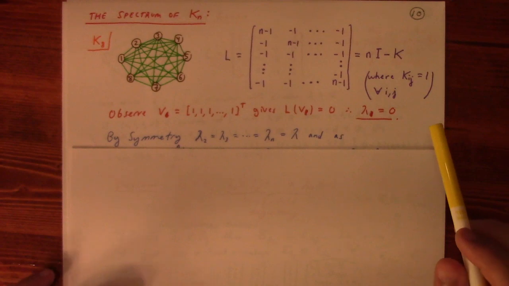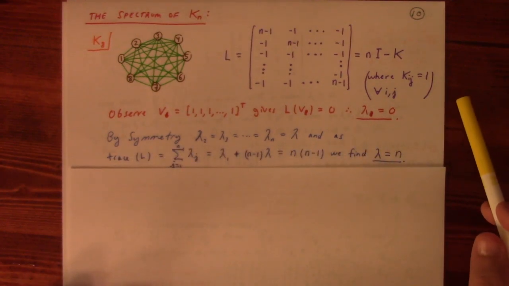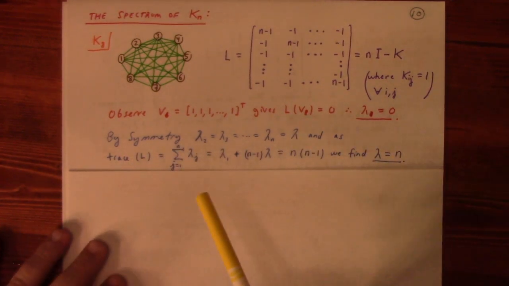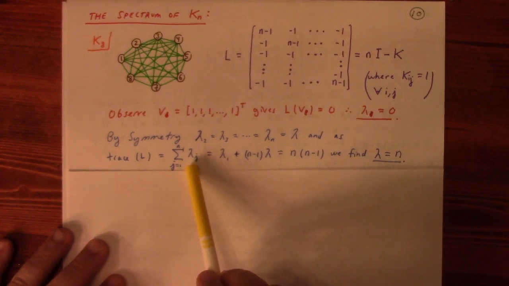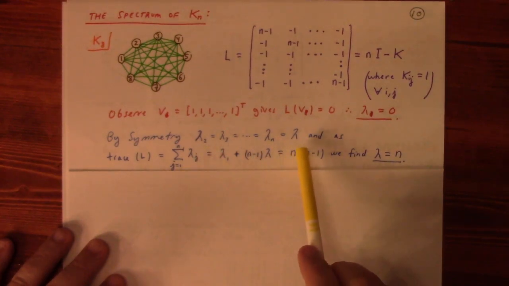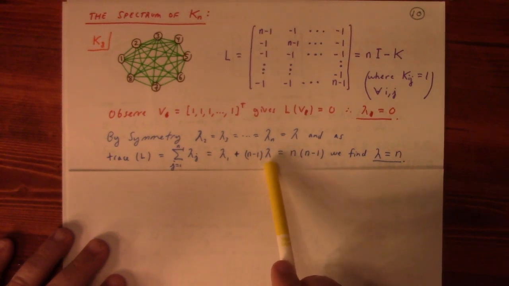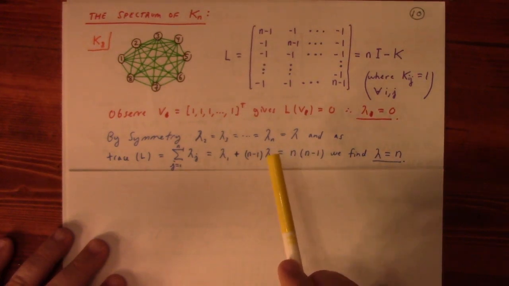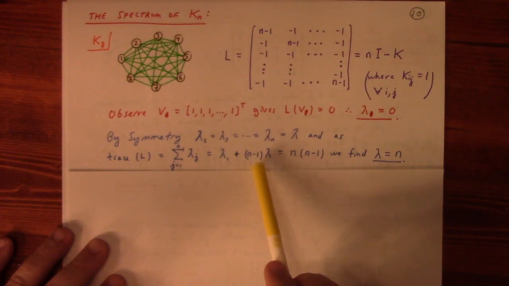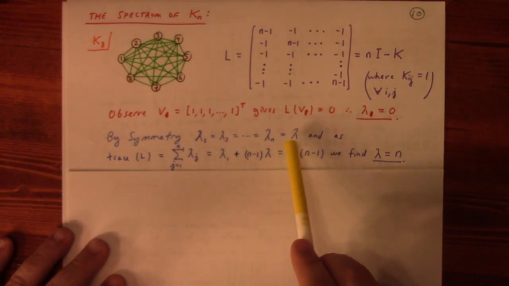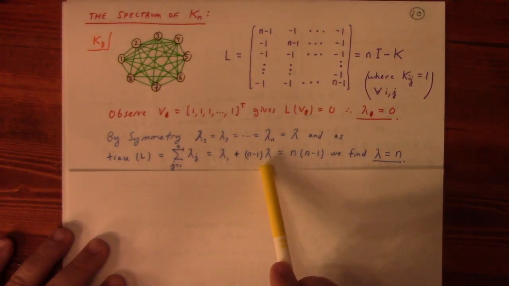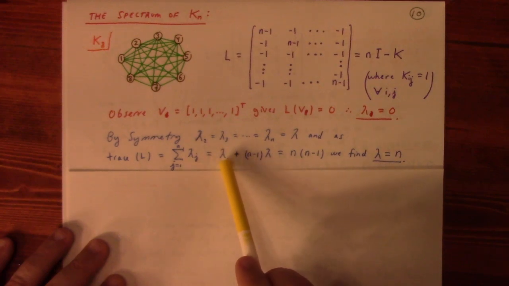And so, a little bit of linear algebra for you here, the trace is the sum of the eigenvalues, right? And so that would be lambda 1 plus n minus 1 times lambda, because lambda 2 and lambda 3 are all lambda, so there are n minus 1 of them. Of course, that lambda 1 is just 0.